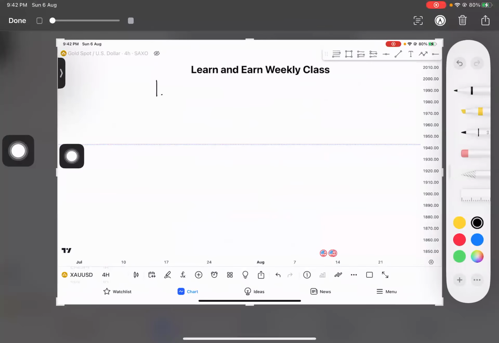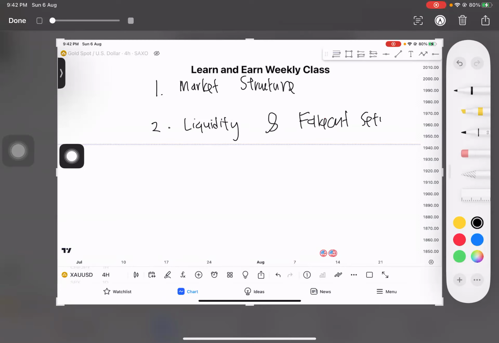First one, we will go on the market structures first. On the second one, I will talk about the liquidities and also fake outs setups. And the third one will be talking on the trading SOP, my personal trading SOP.